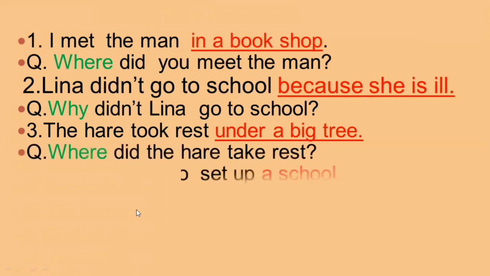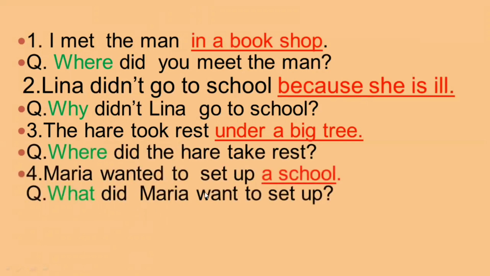And question mark. Next, my dear student, Maria wanted to set up a school. The underlined word is a school. So it indicates what. So write here what, and there is no auxiliary verb here. So you have to take do, does, did, as the verb is in the past tense. You have to take did. What did? Then the subject Maria. Then the present form of the verb want. Then the rest of the words. So, what did Maria want to set up? Then question mark.